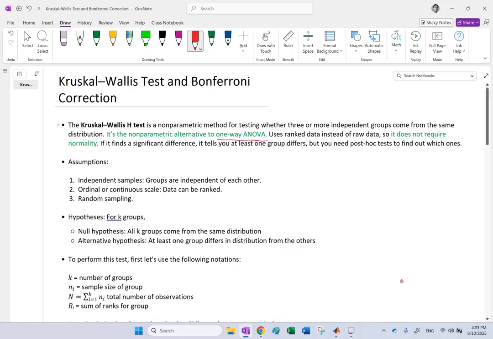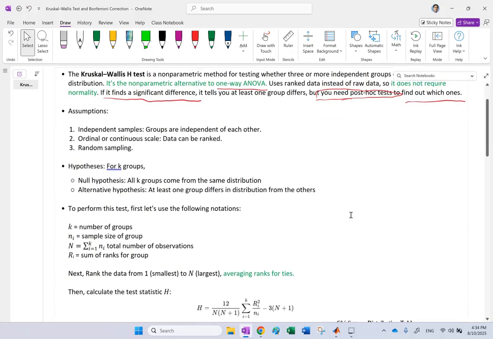So if you have only one factor and you want to compare between more than two groups, like three or more, you do the analysis of variance. This is the replacement for that when we don't know whether the data are normal or not. It does not require normality. And similar to ANOVA, it tells you whether there is a difference between the groups or not. It doesn't tell you which groups are different from which. You have to do some post hoc tests to do that, and I'm going to show you that one as well.